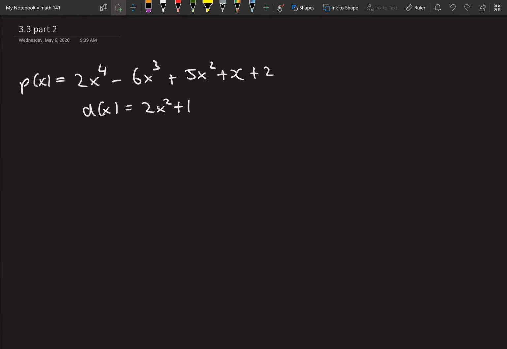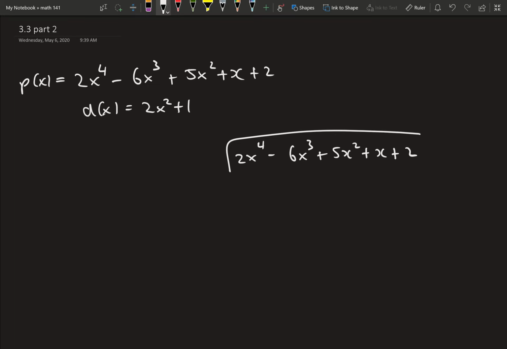Okay, so we left off with this exercise to do long division. So we're going to put the dividend p of x in the little box here. Okay, and we want to divide by 2x squared plus 1. So we take the lead term here, divide by the lead term here, we get 2x squared.